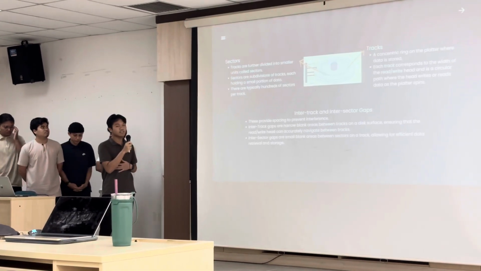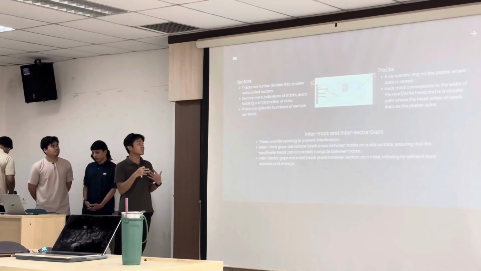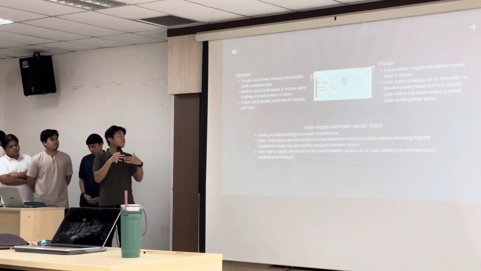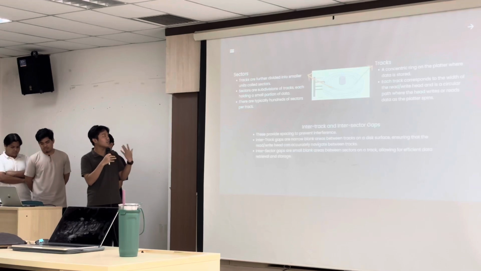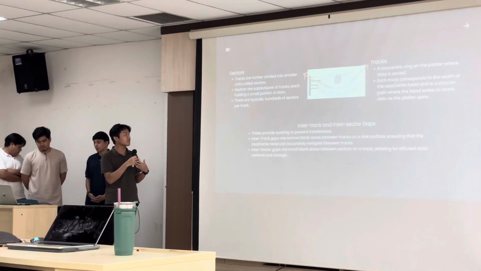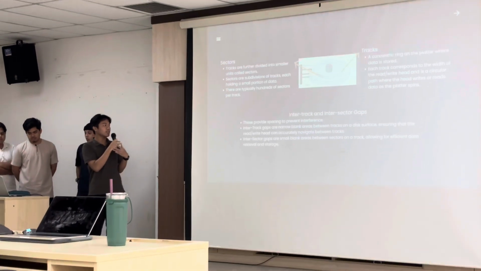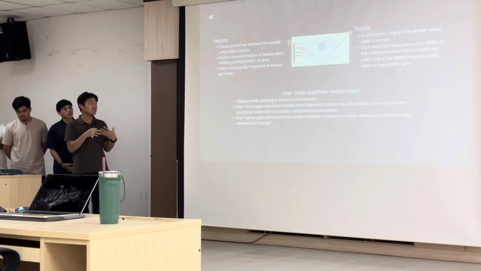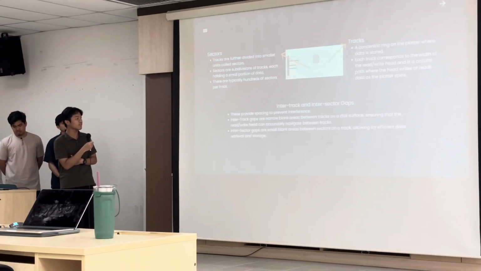And then the sectors. The sectors are basically the divisions of the tracks. So it is the tracks, but they are divided into multiple portions. On the tracks, there are typically hundreds of sectors per track, and then we have the intertrack and the intersector gaps. The gaps are very narrow and small, and they exist to prevent interference.